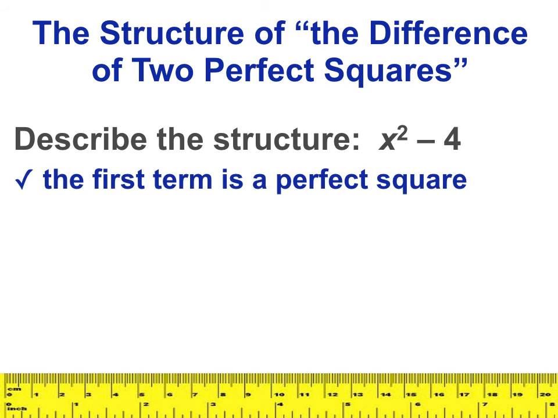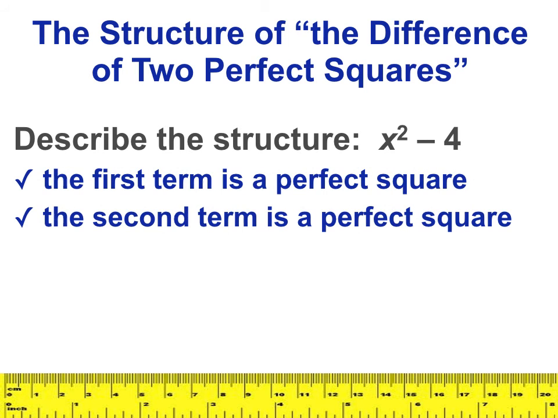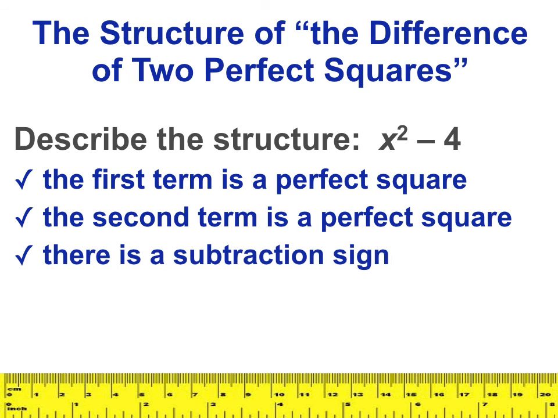Well, just like before, the first and the last term are perfect squares. But there is no middle term. Instead, there's a subtraction sign separating the two. It must be a subtraction sign, by the way. We could not do any factoring if there were an addition sign.